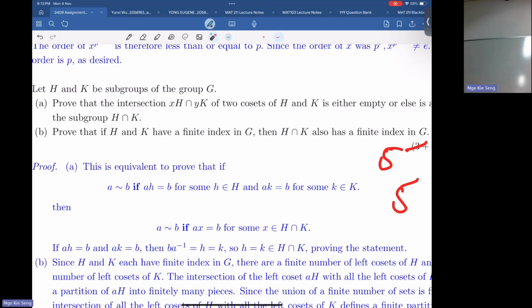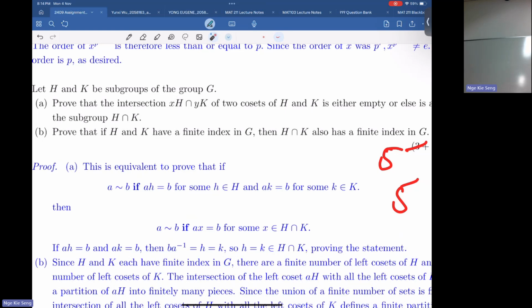But how to prove this? What can you write here? So what do I need to do here? I need to just find X. I need to find X that works. Okay, find X that works. So how to find this X? So you already know that you can write B as AH and then B as AK for some h and k. But can you write B as A times some X in the intersection or not?